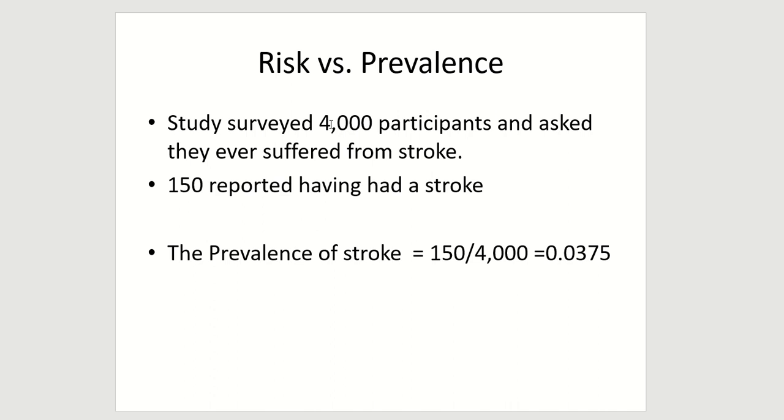So how is the risk different from the prevalence? A study surveyed 4,000 participants and asked if they ever suffered from stroke. 150 reported that they had had a stroke, and therefore the prevalence would be 150 over 4,000. The same number, everything is the same, except that this time you're not looking at new cases, you're looking at cases that already exist. So prevalence is not the same as incidence, and therefore, when your design is not a prospective design, namely when your design is a cross-sectional design, what you're going to end up calculating is a prevalence, not a risk.